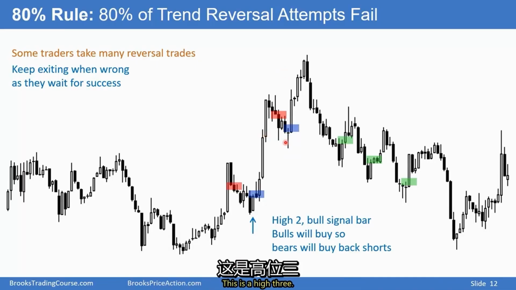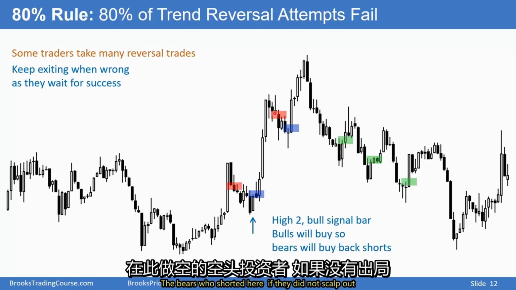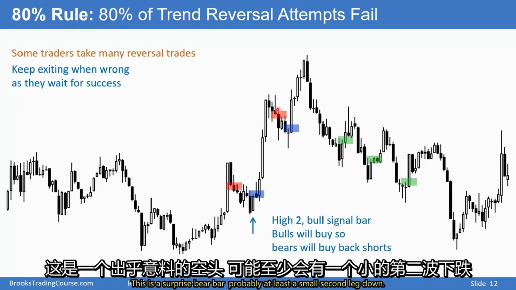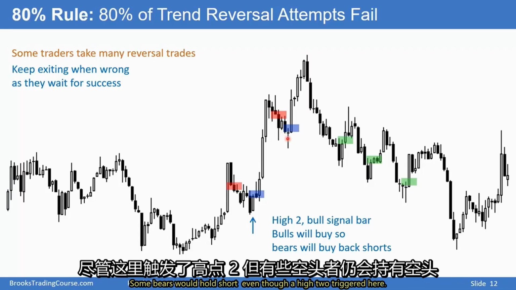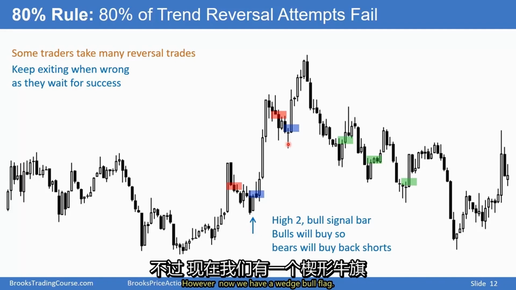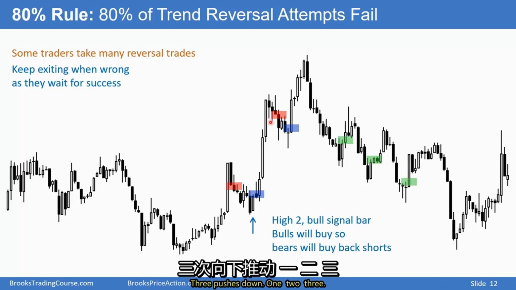This is a high 3. The bears who shorted here, if they did not scalp out, they'll get out above either this high 2 or this high 3. This is a surprise bear bar, probably at least a small second leg down. They got it. Some bears would hold short, even though a high 2 triggered here, because this bear bar is so big, probably at least a little bit more down. However, now we have a wedge bull flag. 3 pushes down. 1, 2, 3. Bears will get out above its high.